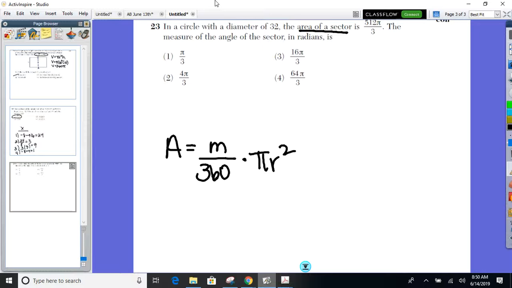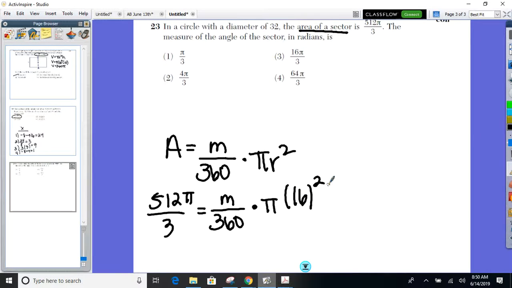All right, so we're looking for the area. I have the area of the sector. That's 512 pi over 3. We are looking for the measure of the angle, so I'm going to solve for m. This isn't anything new to us until the end. Times pi, what's my radius? Should be half of 32, 16 squared.